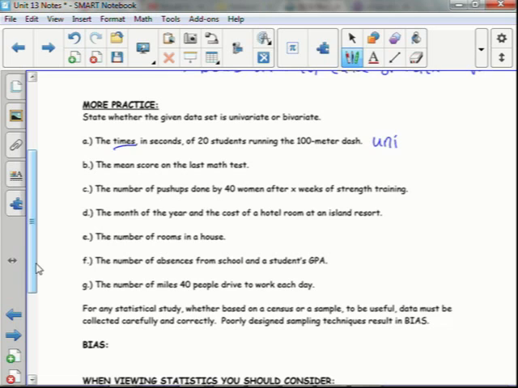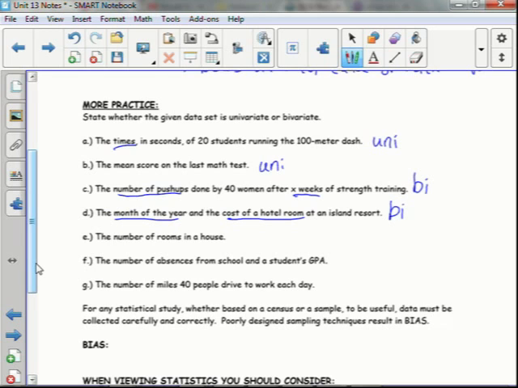I'm just going to write the prefix. The mean score on the last math test. Univariate. That's a single measure. The number of push-ups done by 40 women after X weeks. So we have the number of push-ups, X weeks of strength training, that's 2. There's our bivariate. The month of the year and the cost of a hotel room, bivariate.